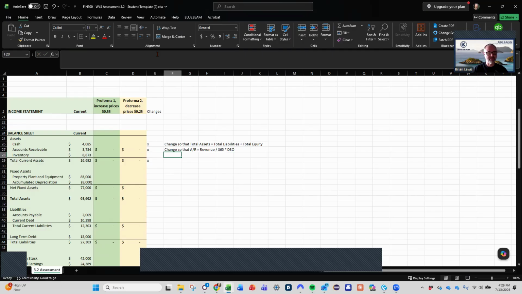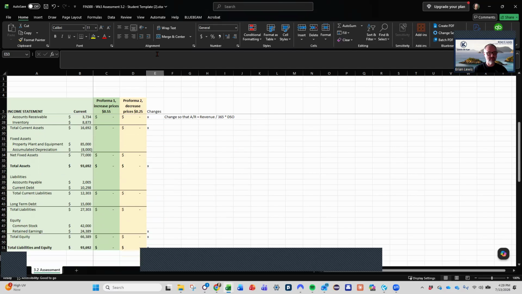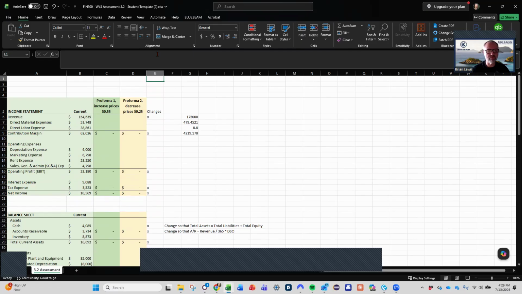So those are the ones that change, and everything else, because it's a formula, will shift as well. I have to put that as a shifter as well. Total assets. Okay, so hopefully that'll help you work through this.